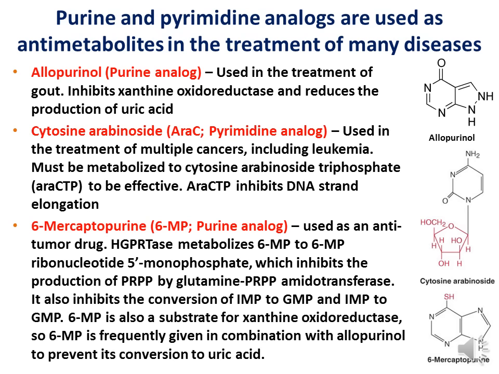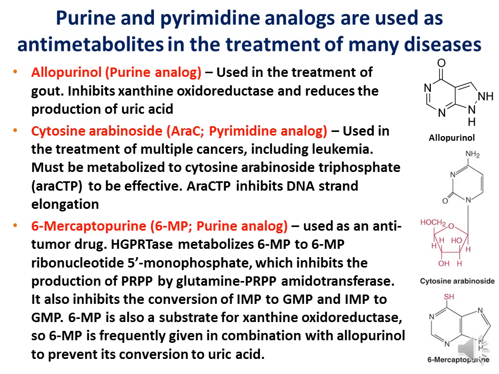The next 2 slides discuss the use of purine and pyrimidine analogs as drugs. Allopurinol is a purine analog that is used in the treatment of gout. It inhibits xanthine oxidoreductase and reduces the production of uric acid.